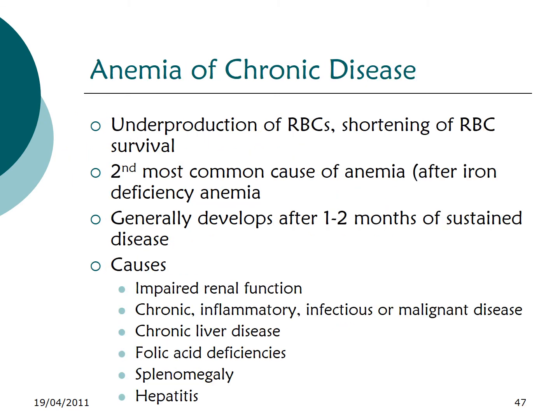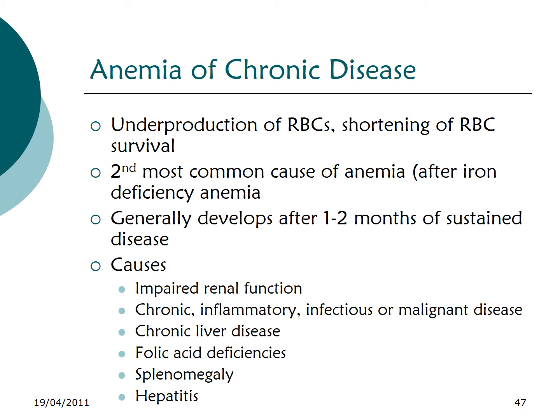So anemia of chronic disease. These are diseases that can cause anemia. What you see is underproduction of red cells and shortening of the RBC survival rate. It's the second most common cause of anemia after iron deficiency anemia. It generally develops after 1 to 2 months of sustained disease. People who have impaired renal function, chronic and inflammatory infections, malignant disease, chronic liver disease, folic acid deficiency, splenomegaly, and hepatitis.